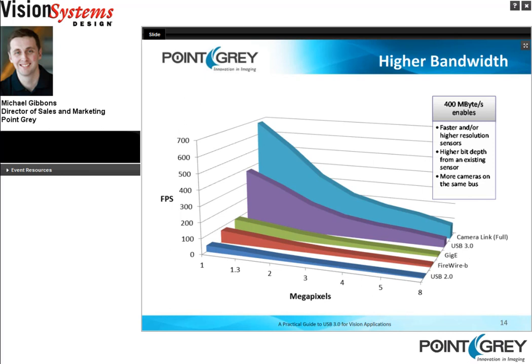You can also get higher bit depth from an existing sensor. Instead of outputting just 8-bit data, you can output 10-bit, 12-bit, 16, or 24-bit data, and have the bandwidth to accommodate that. And as well, the higher bandwidth allows you to simply get more cameras on the same bus. This will have an impact on your cost in the sense of not having to buy as many interface cards. You can have a single interface card that supports multiple cameras.